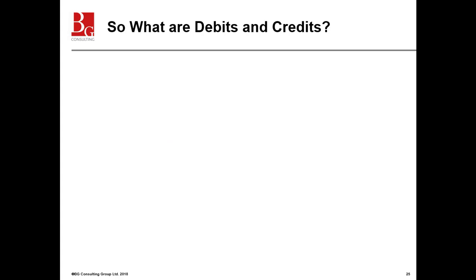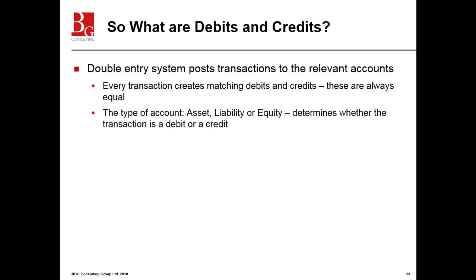So what are debits and credits? This is a language used by accountants which you may have heard before. Debits and credits are a way of describing whether an account within the financial statements has increased or decreased. Every transaction creates matching debits and credits, which are always equal.